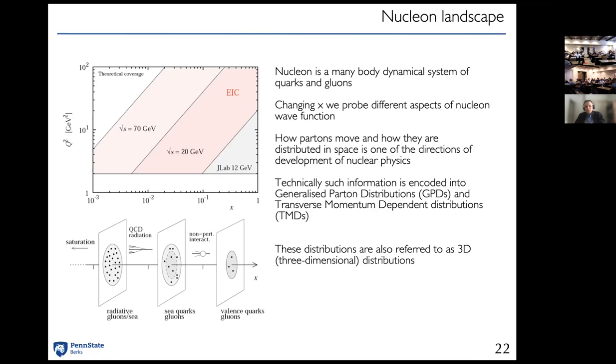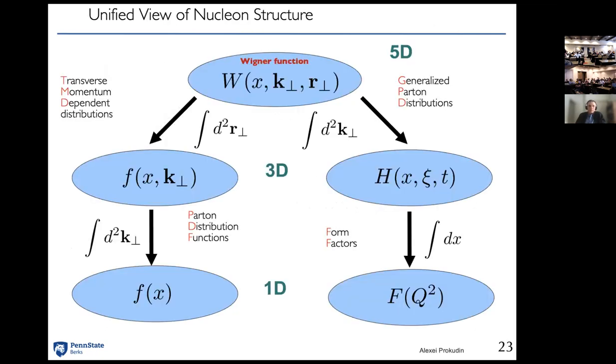These distributions are referred to as 3D, three-dimensional distributions, as they give us aspects not only of the collinear motion of quarks and gluons, but also of how they are distributed in space or in the momentum space. Around 20 years ago, or probably a little bit more, it was understood that in principle we could even speak about Wigner-type phase space distributions. Those distributions would encode the collinear momentum x, the fraction of the nucleon momentum carried by the quarks, but also information about motion of quarks and position of quarks. So these are Wigner distributions, 1 + 2 + 2, five-dimensional distributions.